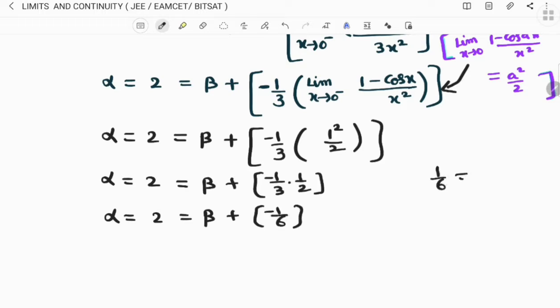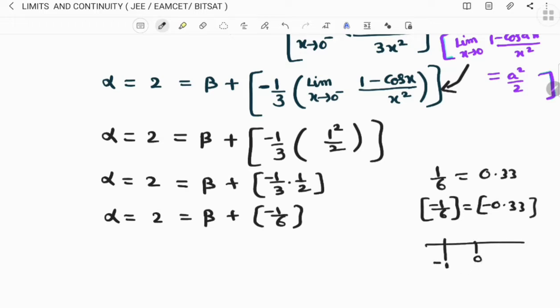1 by 6 value is approximately 0.33. So step of 1 by 6 minus 1 by 6 is there now. Step of minus 0.33, it lies between, this is 0, this is minus 1. Minus 0.33 is in between this. So step of minus 0 point something should be equal to minus 1. So alpha equal to 2 equal to beta, step of minus 1 by 6 value goes to be minus 1.